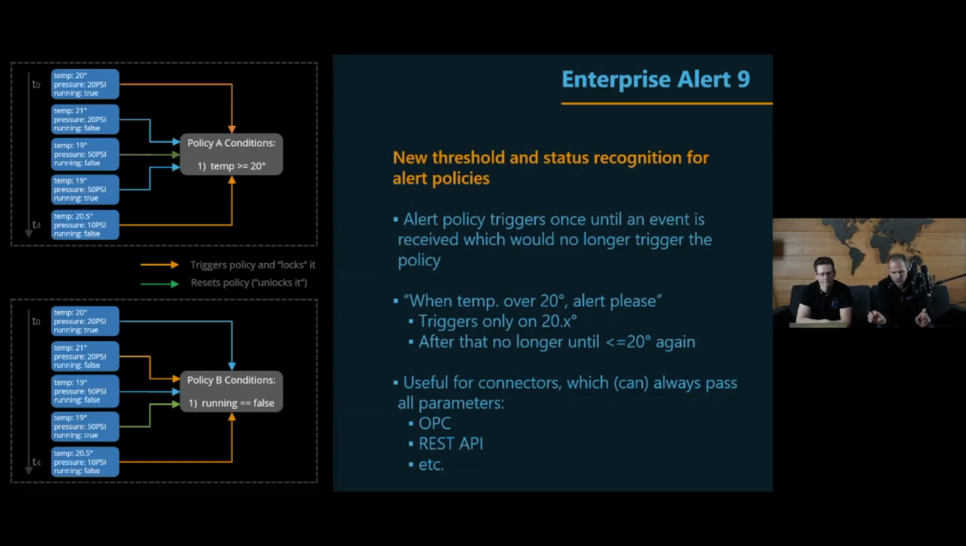Then what you can do now is set up the policy, let's say policy A. And here you work with a rule where you have one rule and say the temperature is equal or higher than 20 degrees. Now, when that event on the left-hand side comes in on the very top, the policy would trigger, right? Because we can see the temperature indicated by the sensor is now 20 degrees.